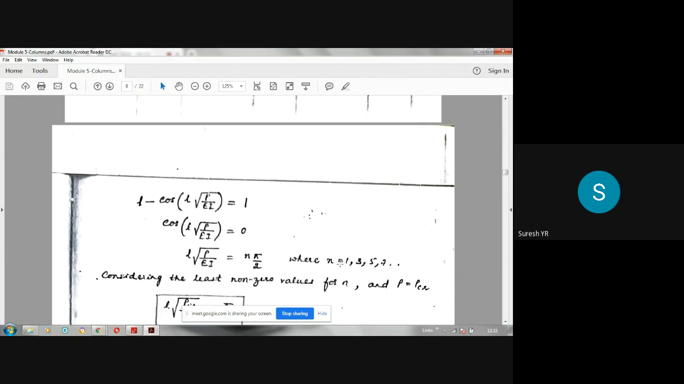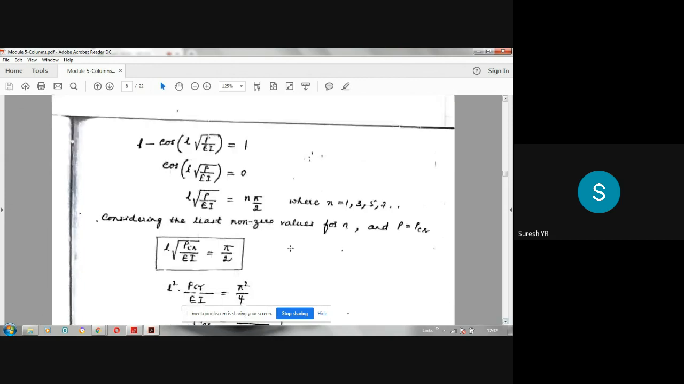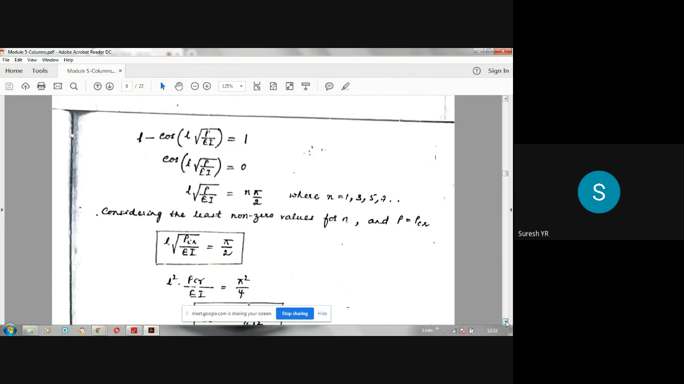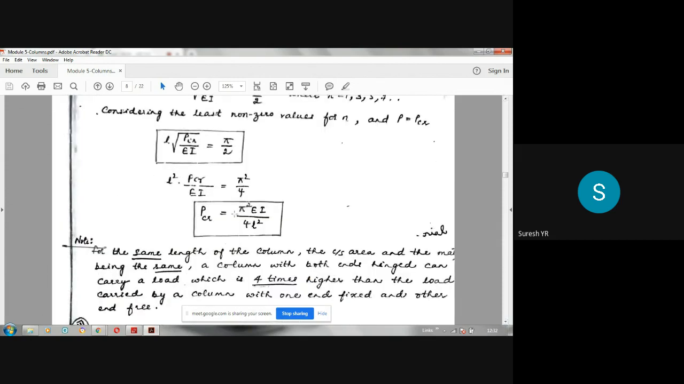N is equal to 1. So when n is equal to 1, this p becomes PCR. So put n is equal to 1 and p is equal to PCR in this. So what will you get? L into root of PCR by EI is equal to, n is 1 here, so 1 into pi by 2, which means pi by 2. Now square both sides. L square into PCR by EI is equal to pi square by 4. It becomes pi square by 4, or PCR is pi square EI by 4 L square.